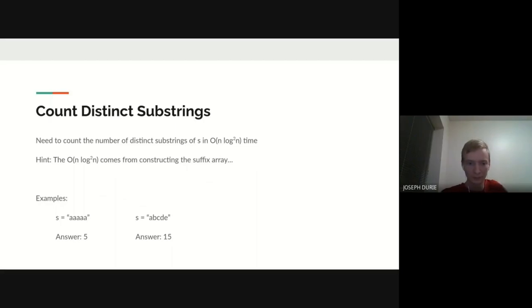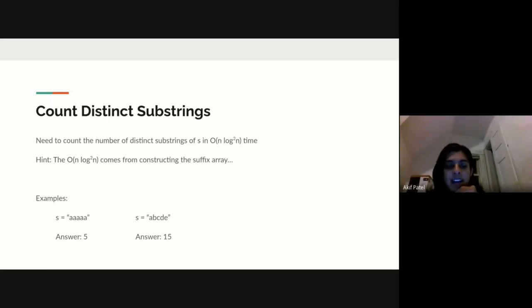Okay. This one is very hard, so I think this is a good one to just give the answer. We want to count the number of distinct substrings of S in, again, log n squared time. And we're giving you the hint that this log n squared time comes from the suffix array. So we're going to use the suffix array somehow. This is less about hashing and more about using the suffix array, showing an example of how this technique comes in useful.